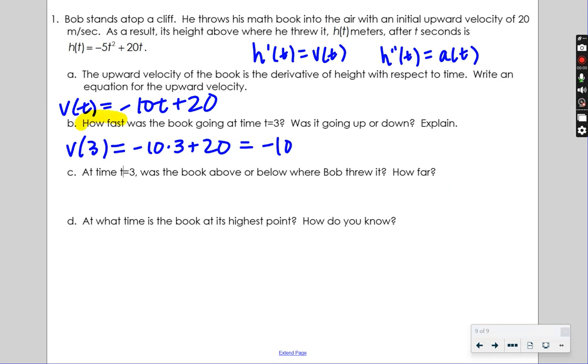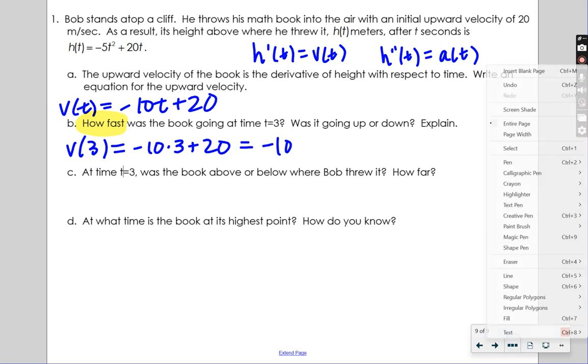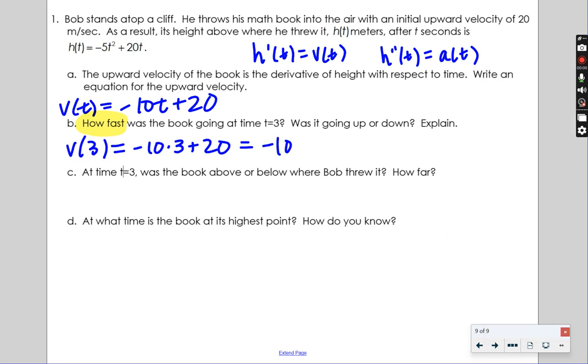I was going to highlight this real quick. It says how fast, so what is my answer? 10 what? Meters per second. Yes. So 10 meters per second, that's the answer to how fast, and it is going down. And we know that because v of 3 is less than 0. So just like our same justification for decreasing, it's pretty much the same thing. V of 3 is less than 0. That's how we know it's going down.